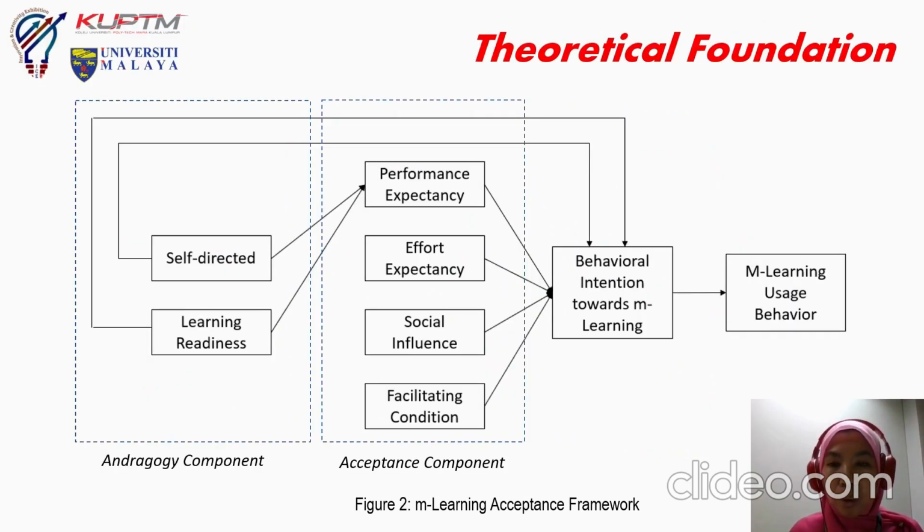This project follows the mobile learning acceptance framework from the previous study as our theoretical foundation. 6 attributes on the left are the attributes from andragogy and acceptance components that influence the behavioral intention towards mobile learning and contribute to mobile learning usage among higher education institution learners. Each of these significant relationships promotes some features that are suitable to be implemented during mobile learning development.